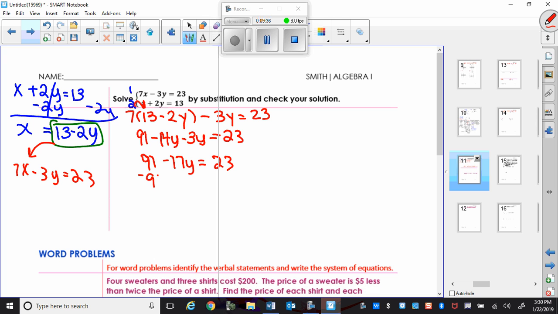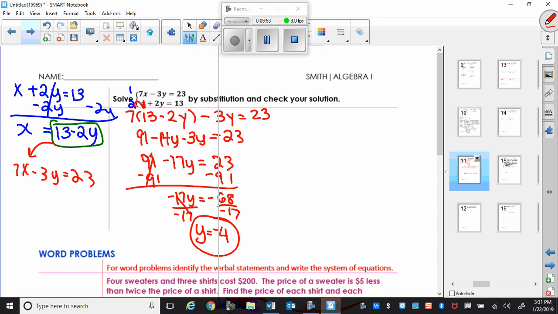Subtract 91 on both sides. I get negative 17y's equals negative 68. Divide both sides by negative 17. And y equals 4. So there's my y. Now I need x.